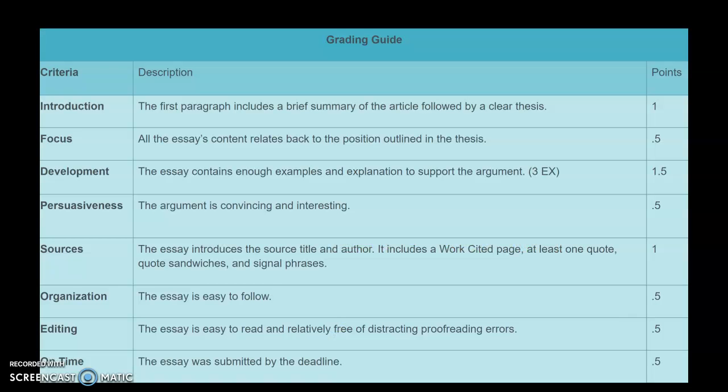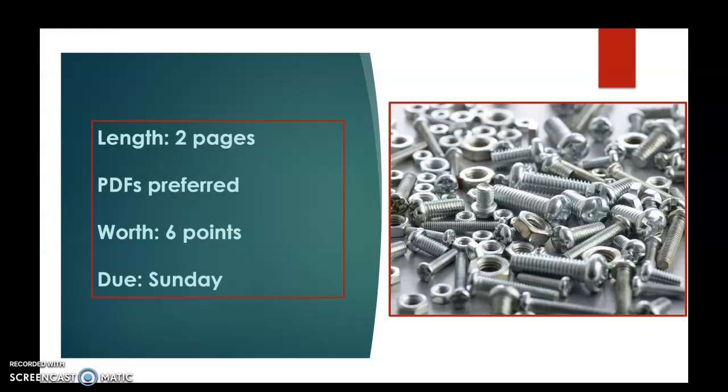And as always, you can look at the grading guide on the assignment page on Moodle. It looks something like this. The nuts and bolts of this paper are the same as usual: 2 pages, worth 6 points, due Sunday.